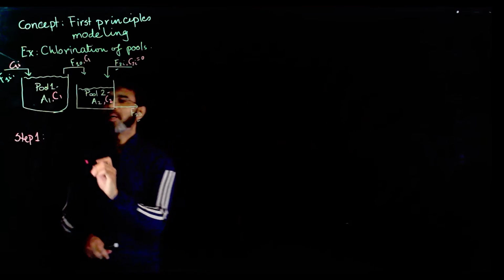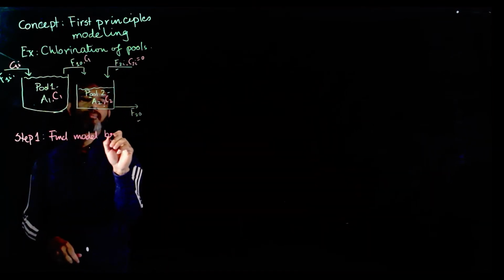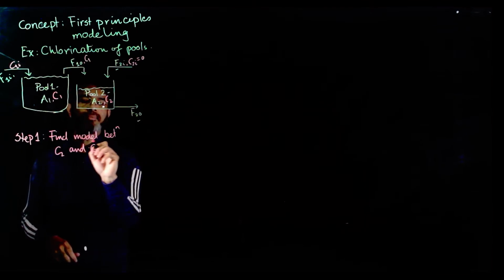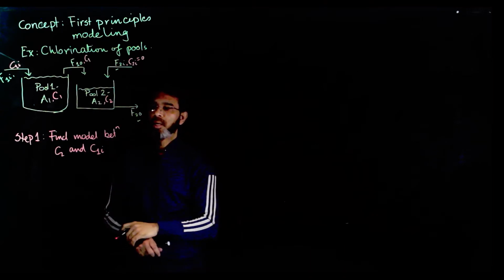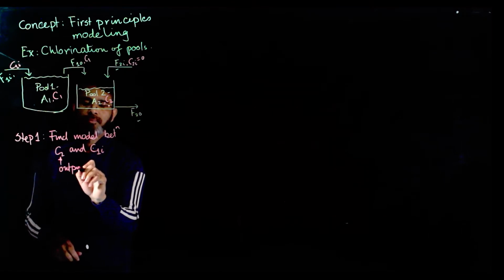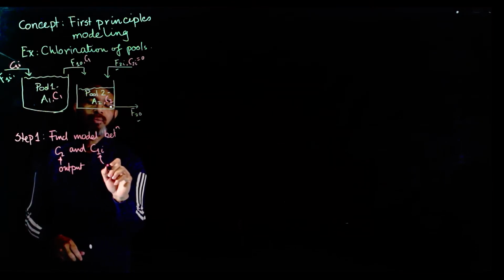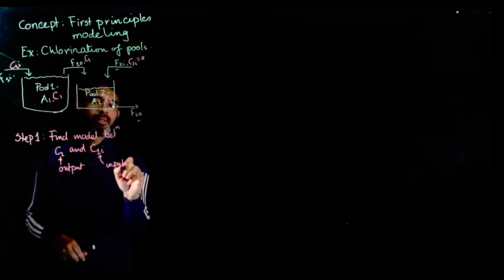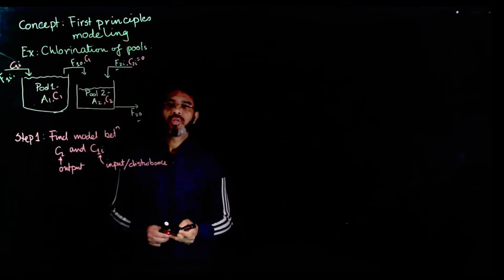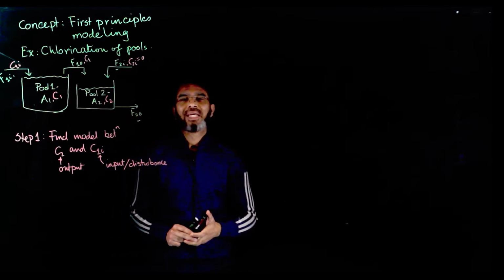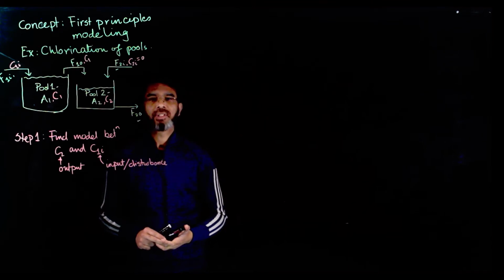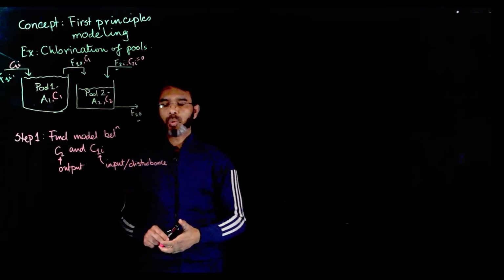So we want to find a model between C2 and C1I. Now for our case, this is the output. This becomes somehow, we'll call this input or disturbance, because you may need to find the model between input and disturbance. So typically concentration is not something that you can directly manipulate, so that can be considered as a disturbance. So you have to find the model between these two variables.